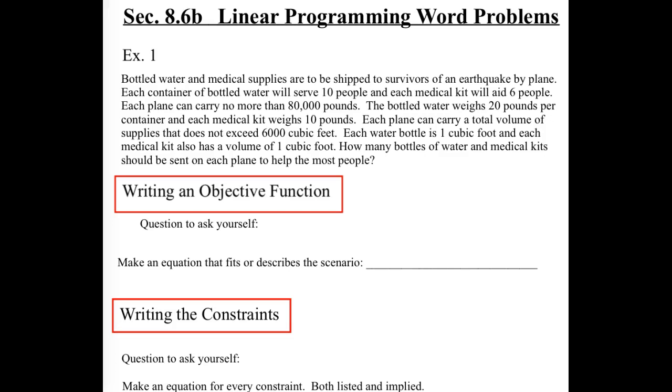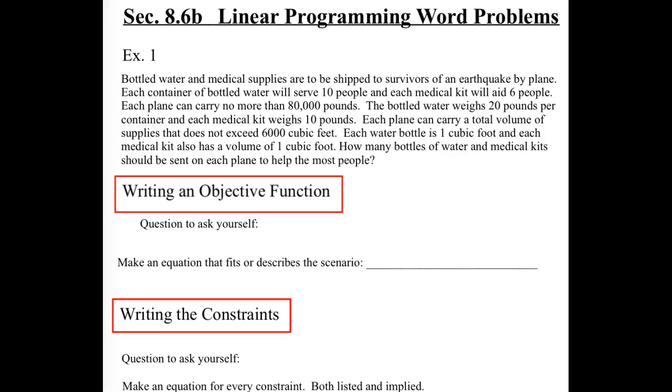Each plane can carry a total volume of supplies that does not exceed 6,000 cubic feet. Each bottled water is 1 cubic foot, and each medical kit also has a volume of 1 cubic foot. How many bottles of water and medical kits should be sent on each plane to help the most people?